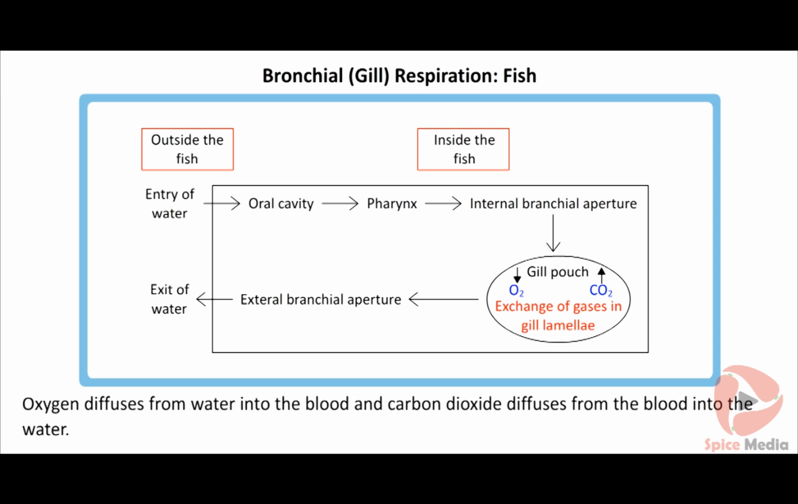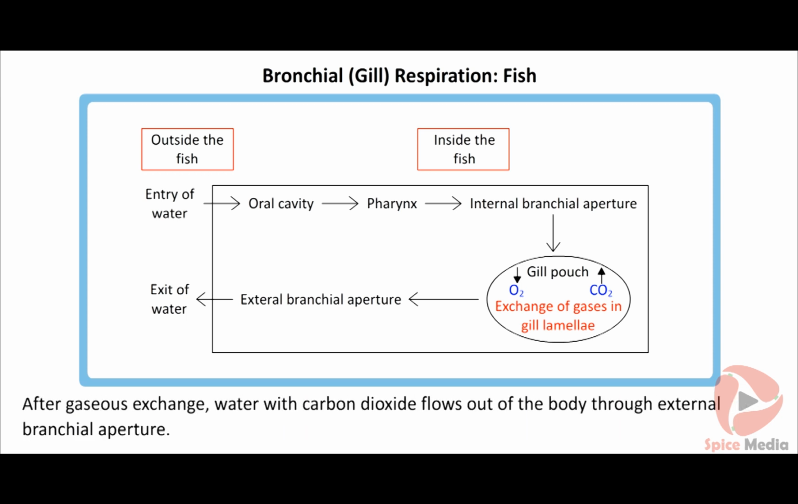Oxygen diffuses from water into the blood, and carbon dioxide diffuses from the blood into the water. After gaseous exchange, water along with the carbon dioxide flow out of the body through external branchial aperture.